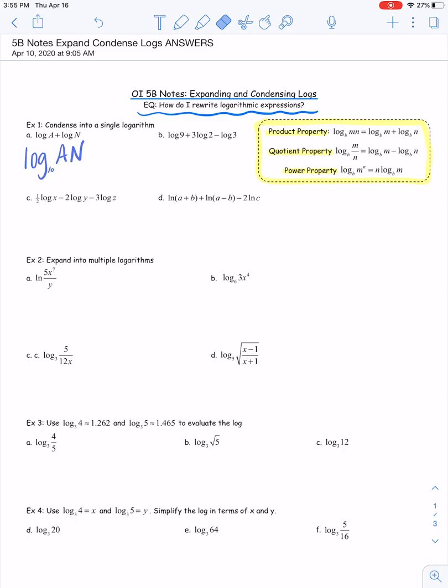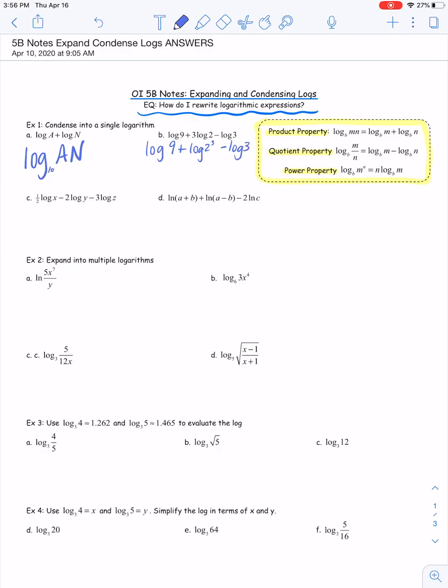So log of 9 is being added to 3 log of 2. So when I add two logarithmic expressions together, I'm going to multiply the arguments. But what I notice in that second part of the expression is I need to apply the power property. I have a coefficient of 3 in front of my log, so I'm going to raise my 2, the argument, to the third power. So really I can rewrite this as the log of 9 plus the log of 2 cubed minus the log of 3.